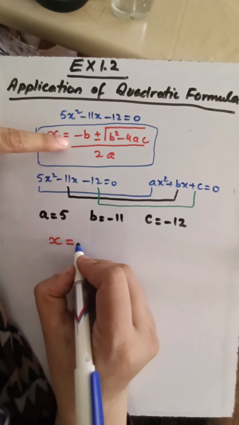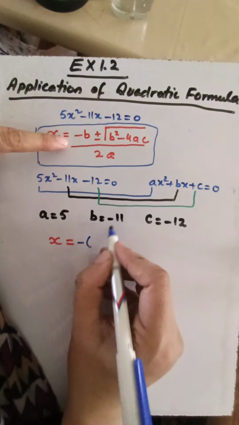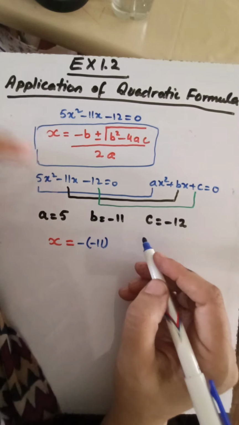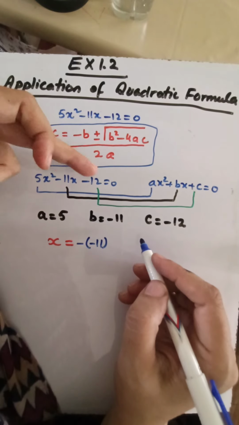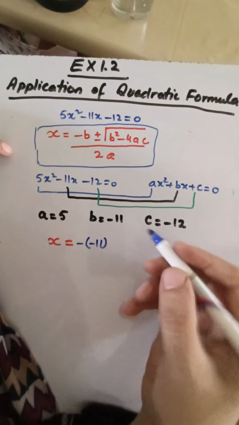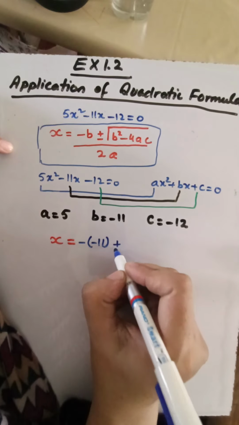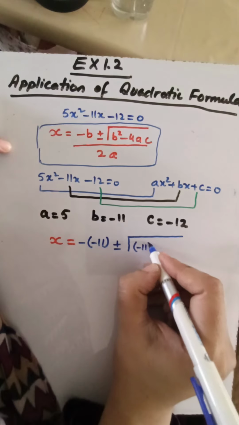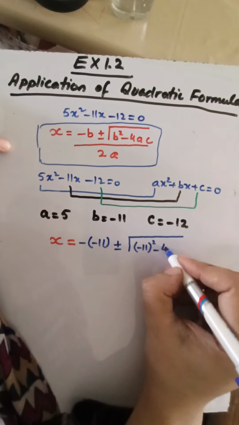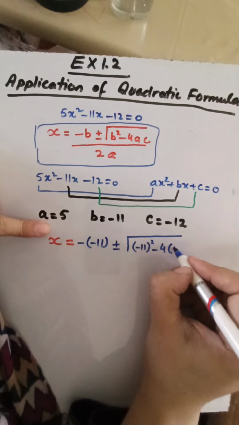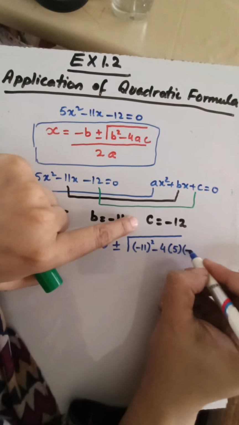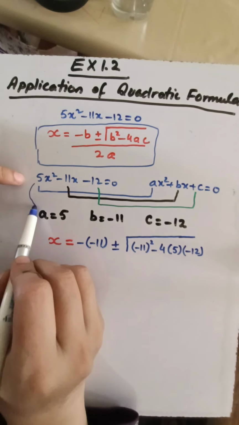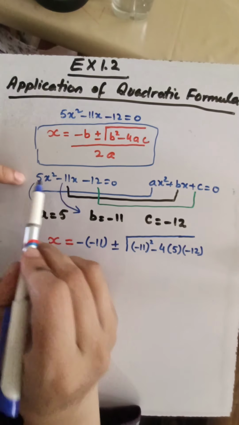So x will be equal to minus b, which means minus negative 11, because b is negative 11 over here. So I'm just going to put the values of a, b, c from this equation into this formula to get to the solution. Plus minus square root of b square, which will be negative 11 whole square, minus 4, a is 5 and c is negative 12. So what I did is I just got the coefficients a, b, c from this equation.